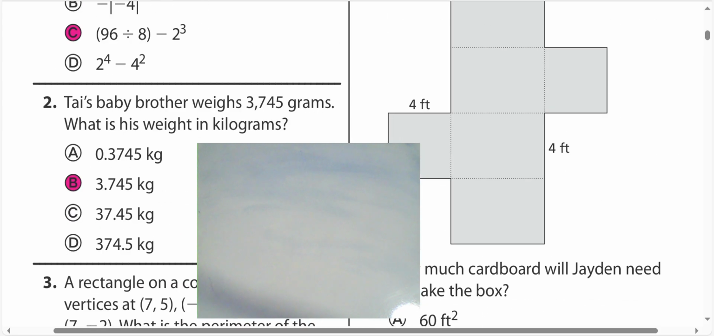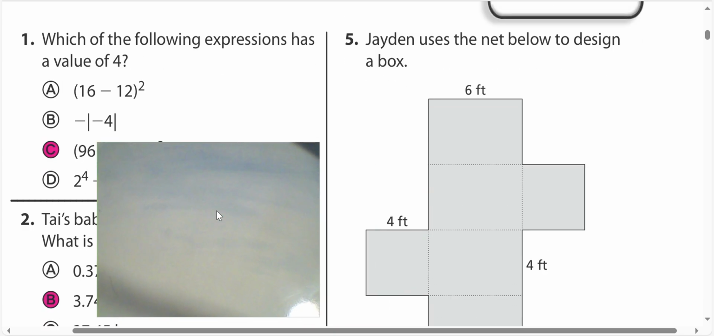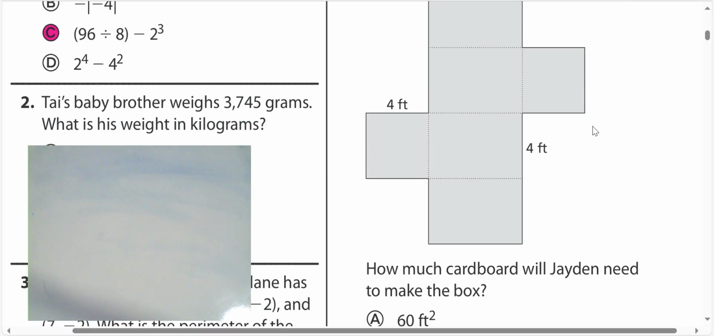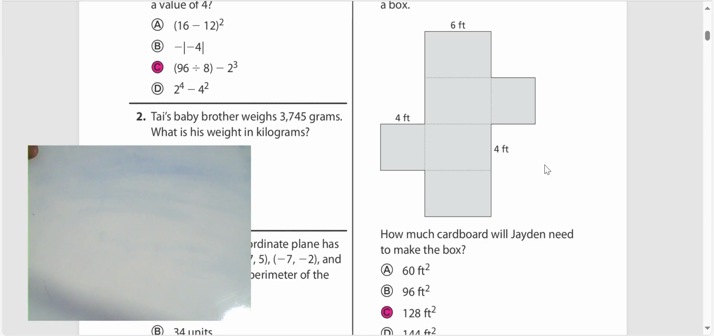Question number 5. We have here an example. Jaden uses the net to design a box. He wants to find how much cardboard Jaden will need to make the box. We have dimensions 6 and 4 and 4. Okay, we can find the result about 3 dimensions, 6 plus 4 plus 4. We can find the volume: 4 times 6 times 4. 4 times 4 is 16. 16 times 6 equals 96.